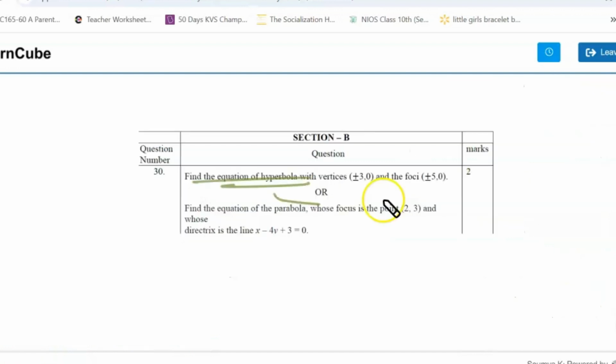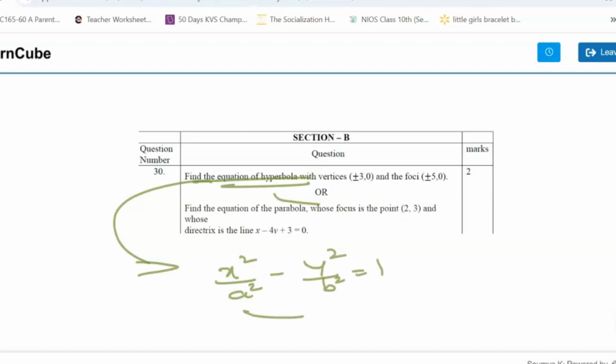Question is a hyperbola question. You have to know the equations. x square by a square minus y square by b square equal to 1. This is the equation where a is the distance from the center to each vertex, and the vertex is given as plus or minus 3, 0, where a is 3, and foci is given as plus or minus 5, 0, that means c is 5. That equation you have to know, and this is one equation.